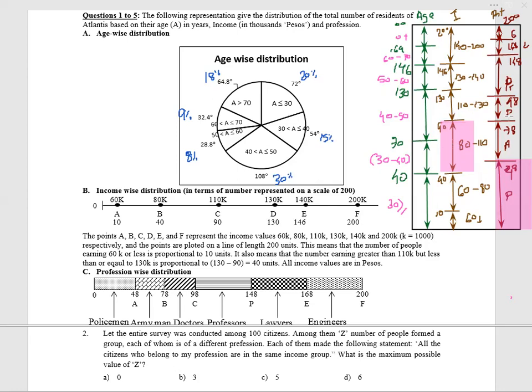Then if I look at the army, sky blue color for army. Army, how many people? Starts at 48, ends at 78, means 30 people. So easily I can fit the army into the 60 to 80 income range. There I have exactly a possibility of 30 people, 10 to 40. So army and police can be fit.